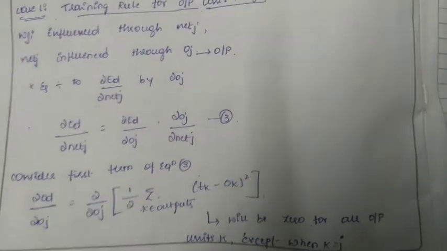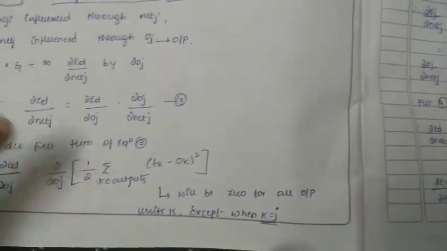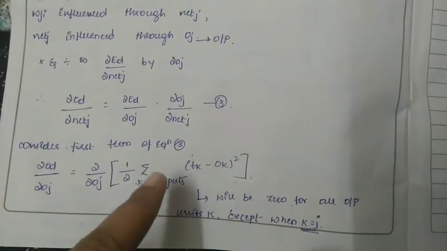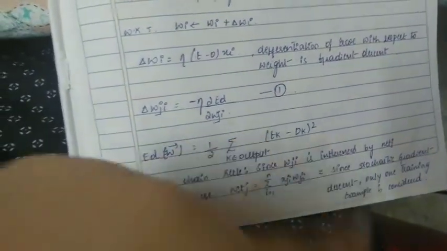We know what ED is. The value of ED, we are going to substitute it here. Since it is a stochastic gradient, only one summation is taken. So here we have the ED value. I have just substituted it here.